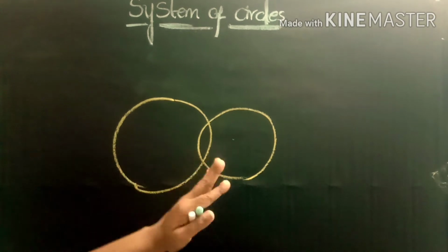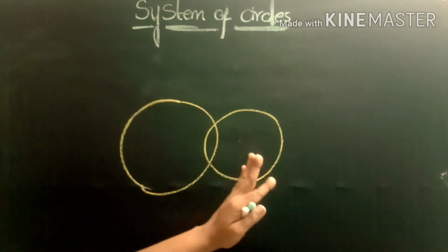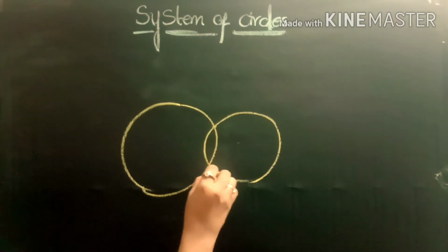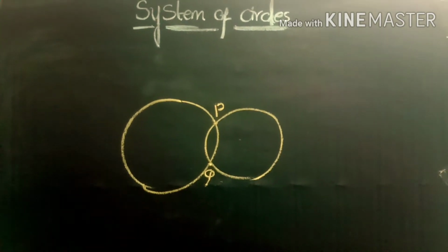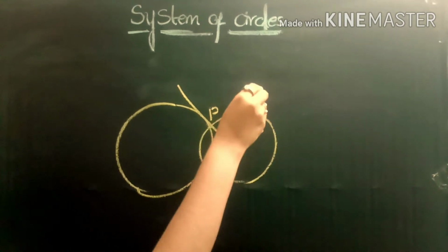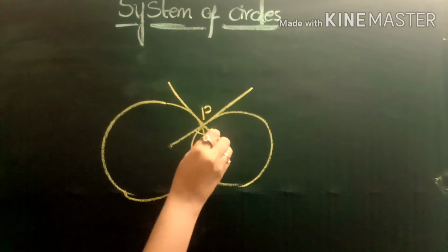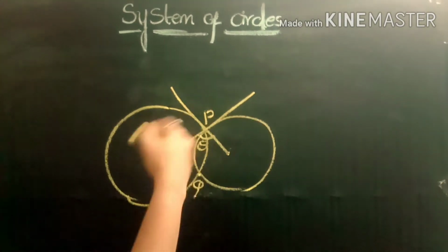So to find the angle between the two circles, first we take two intersecting circles here. The angle between the circles is nothing but this: first we have two points of intersection, P and Q. Now at the point of intersection we draw one tangent to the first circle and another tangent to the second circle. The angle between the two tangents is nothing but the angle between the circles.